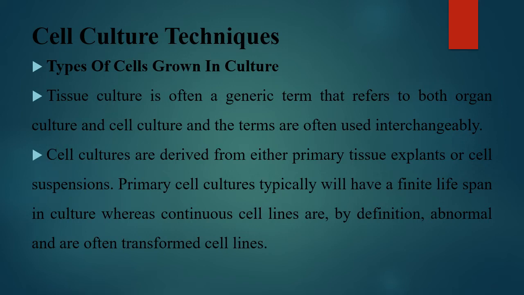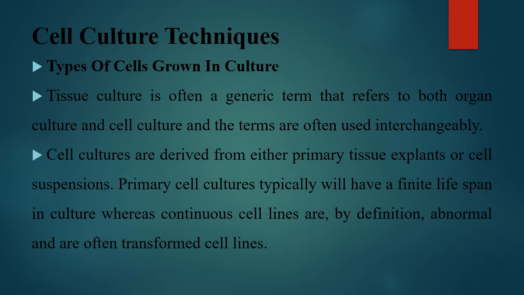Now, the term tissue culture is often a generic term which refers both to organ culture and cell culture. So you can be culturing something from the organ or culturing cells or individual cells. Now, cell cultures are derived from either primary tissues or cell suspensions. So you pick directly from the tissue, or there's a solution where the cells are found.